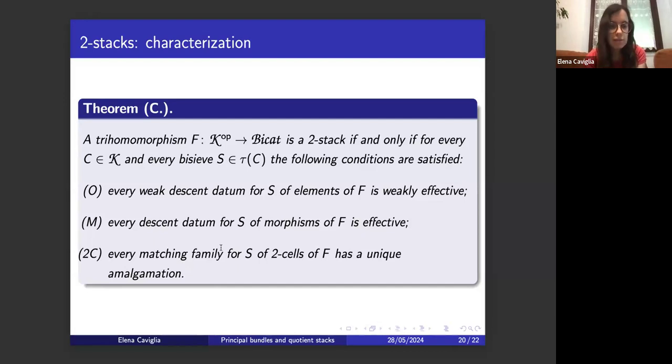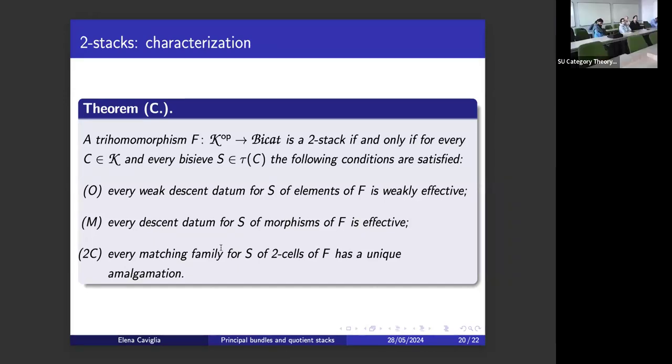Then for morphisms, we find that every descent datum on morphisms is effective. And again, this is the condition we wanted to find because for a stack, we have that every descent datum on objects is effective. So for a two-stack, this needs to happen for morphisms. And then we have a gluing condition for objects that is the new condition, the one that we didn't know how to find. And we didn't know what to expect.